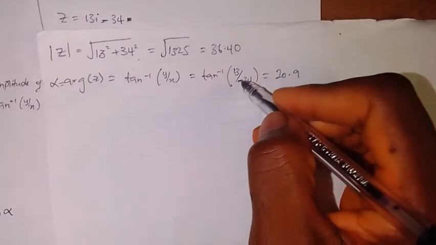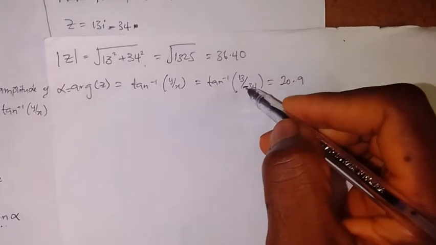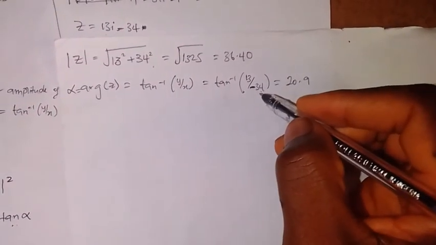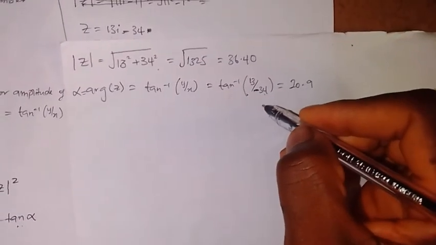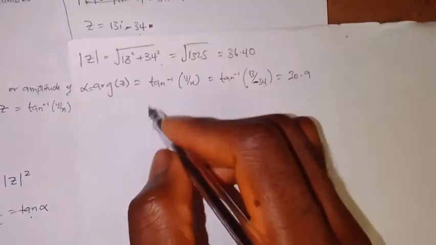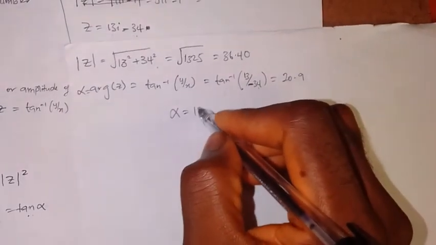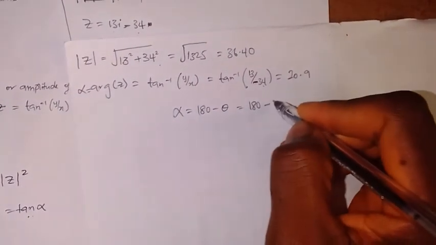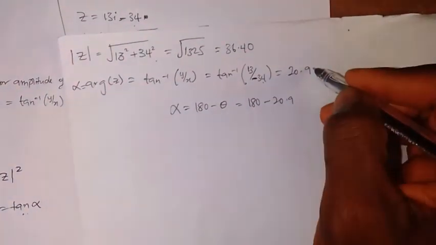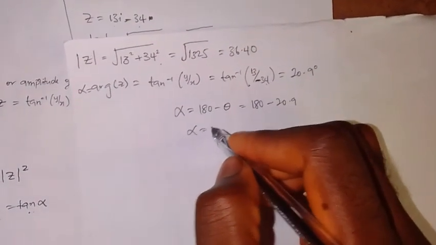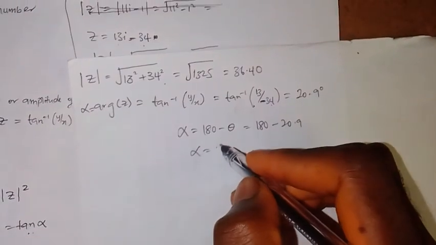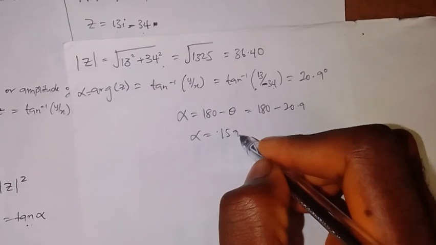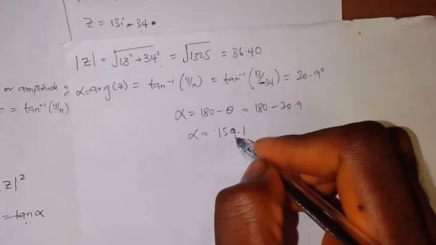Now, remember how I explained a question. You will now look for where tan is negative in the four quadrants. And that's my second quadrant. So, all I now do, my alpha now becomes 180 minus theta. Apply the formula, which becomes 180 minus 20.9. Then my alpha is equal to 159.1 after subtracting. So this will be the answer.